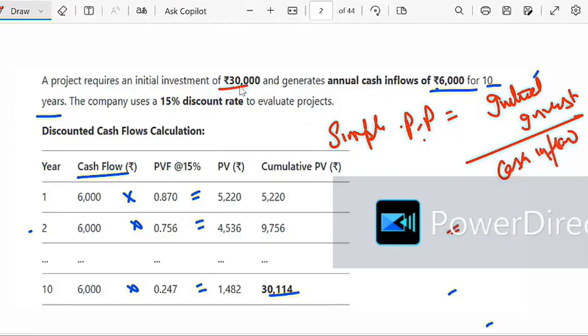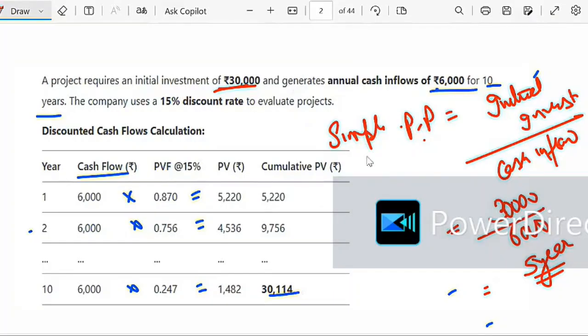What is the initial investment? 30,000. Just write 30,000 in the numerator. And what is the cash inflow? 6,000. Just write 6,000 in the denominator. How much is it? 5 years. So as per the simple payback period method, the simple payback period is how much? 5 years. Right.